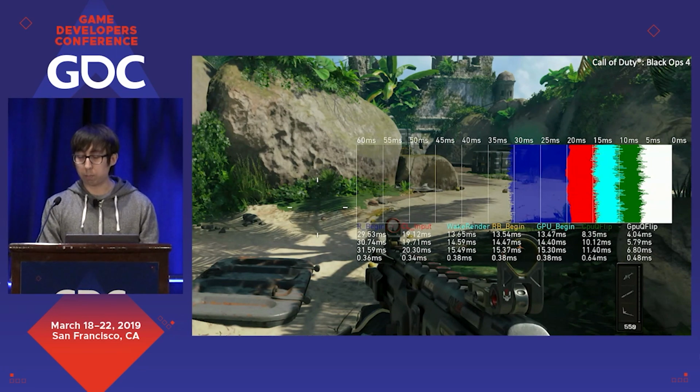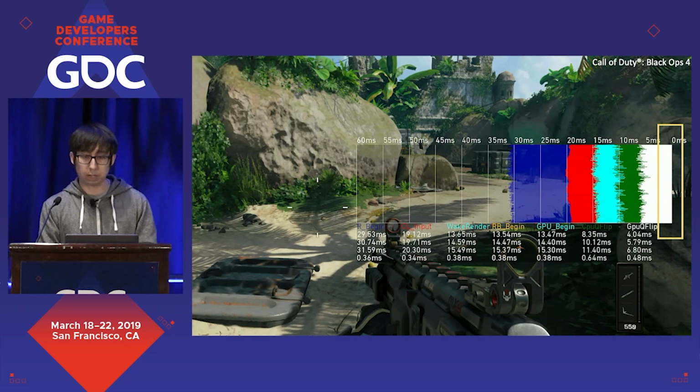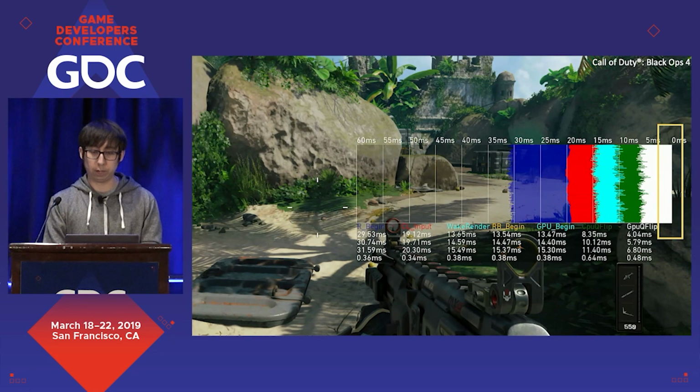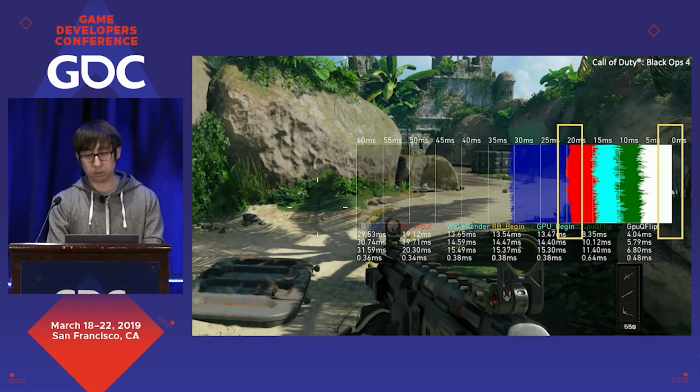Each row of the graph represents a single frame, and the graph scrolls up over time. And horizontally, we're measuring milliseconds with the right edge aligned to the video scan out. Each of the colored segments corresponds to various engine events that contributed to that particular frame. So for example, the left side of the bright red bar represents the input sample. And so you can see it's sitting at around 20 milliseconds. So that means that in-engine latency is around 20 milliseconds in this example.